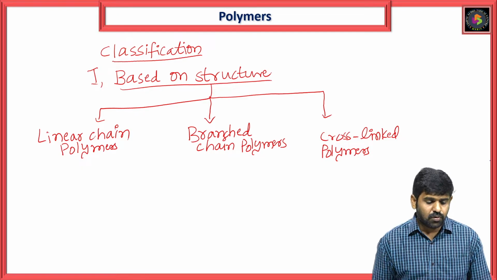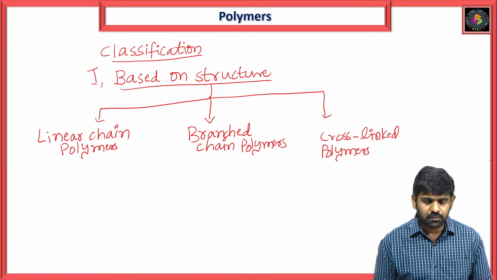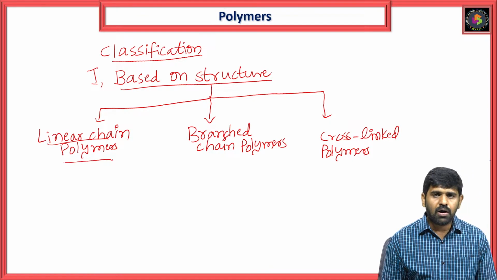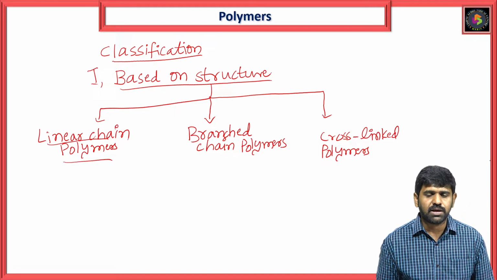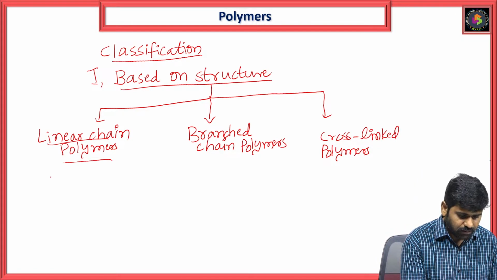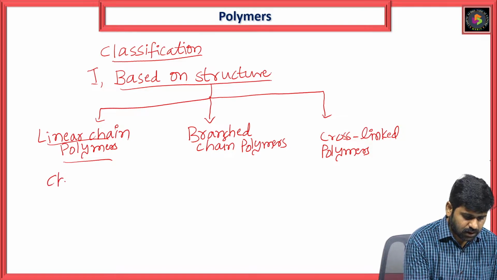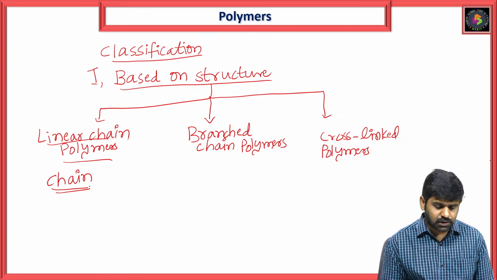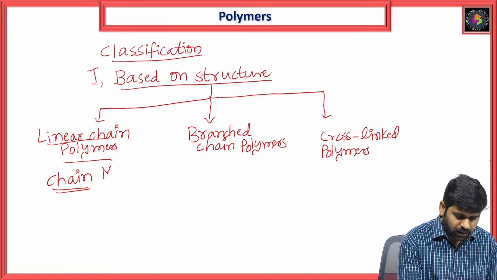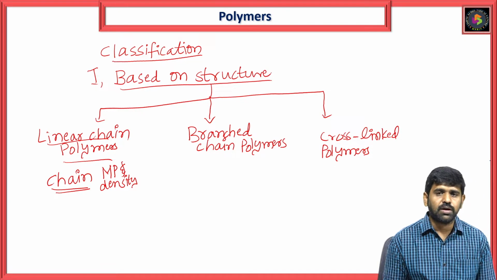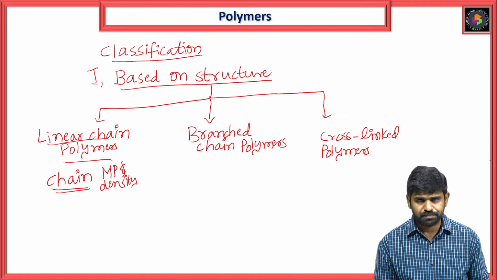So first one, linear chain polymers. In linear chain polymers, all the monomers are arranged in the form of a chain, and these polymers possess high melting point and high density, due to a well packed structure.